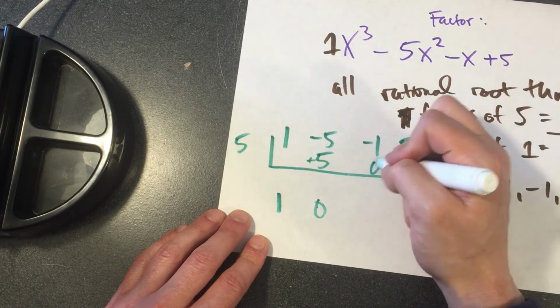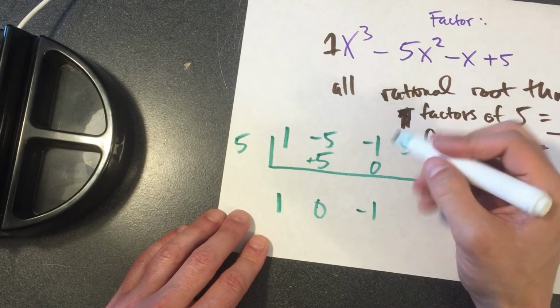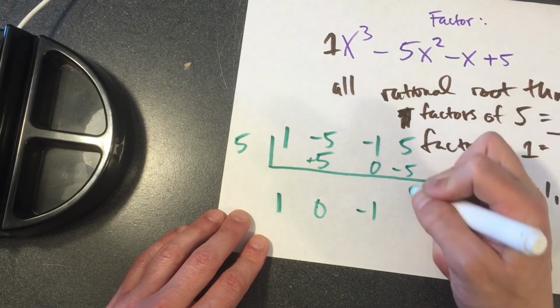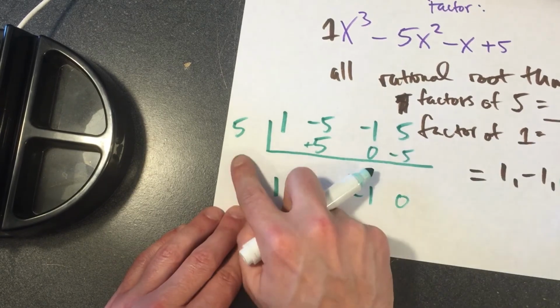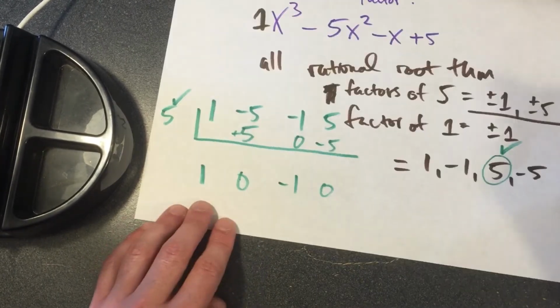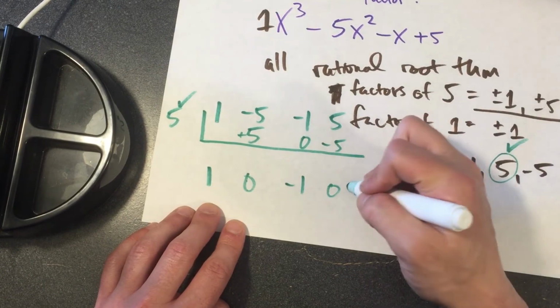5 times 0, well, that's 0. Get a negative 1 comes down. They add them. 5 times negative 1, that's negative 5. I get a 0. So this is a root. It is, because I get a remainder of 0. This is my remainder.